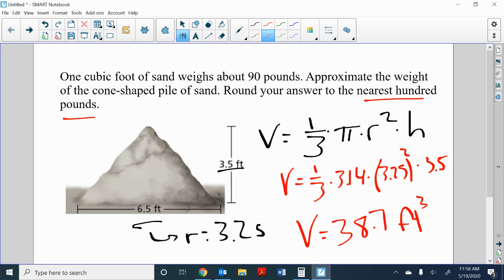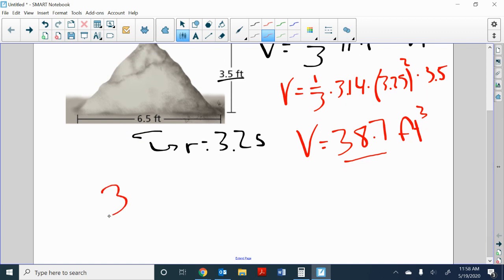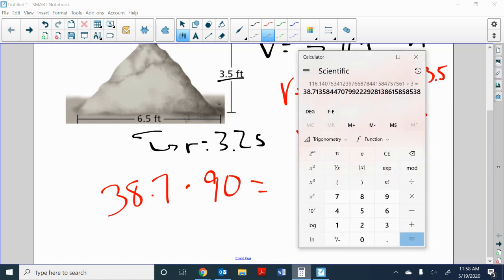If 1 cubic foot is 90 pounds, then I'm going to take this number of cubic feet and multiply by 90 to find the weight of this pile. So I'm going to do 38.7 times 90. And I'm actually going to just keep the number that I had in the calculator. I'm not going to clear it and then retype in 38.7. Let's try to keep this accurate. So I'm going to multiply by 90, and I get 3,484.